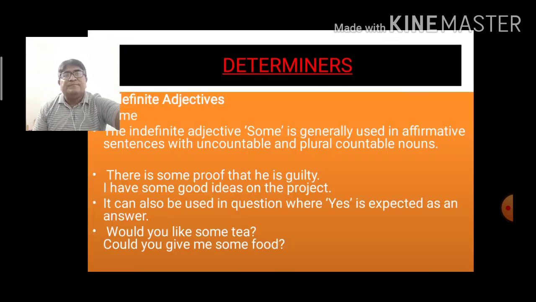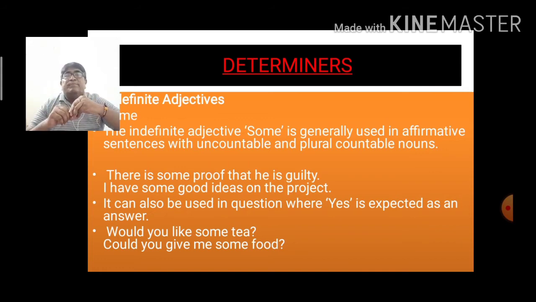Let's go ahead. The next is indefinite adjectives. Number one is "some". The indefinite adjective some is generally used in affirmative sentences, we can say assertive sentences, where the noun should be countable and even plural. Let's see the example: there is some proof that he is guilty. We can use the word proof as a singular noun, but here there may be many proofs, that's why we have to use proof as a plural noun.